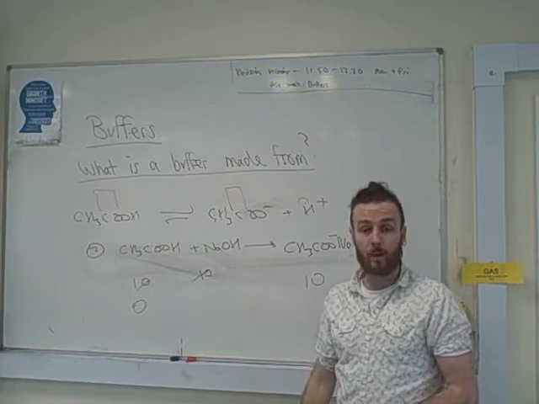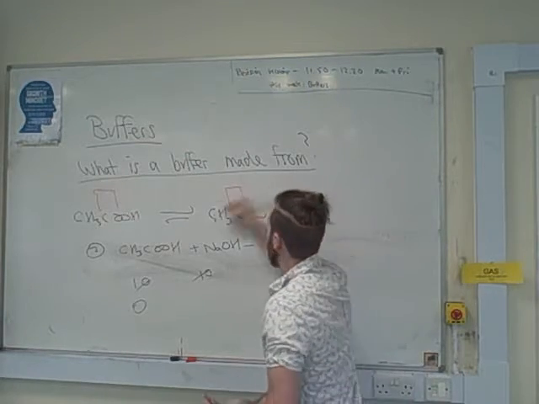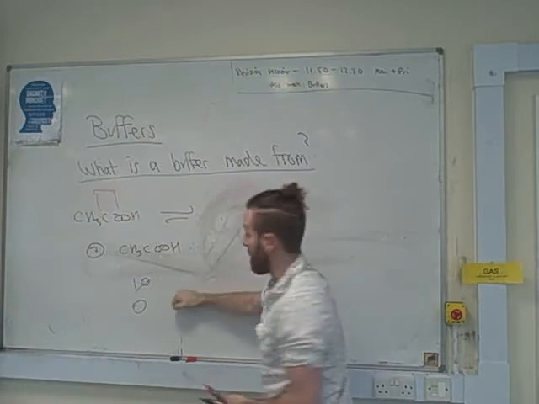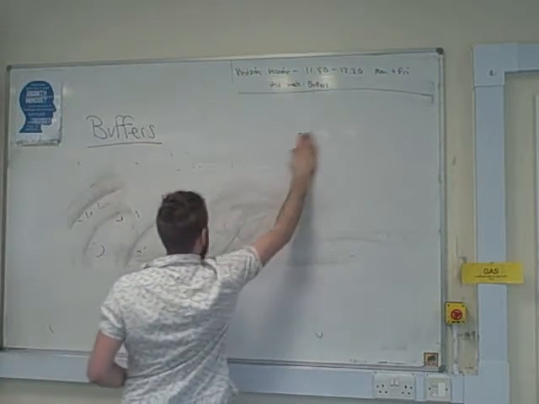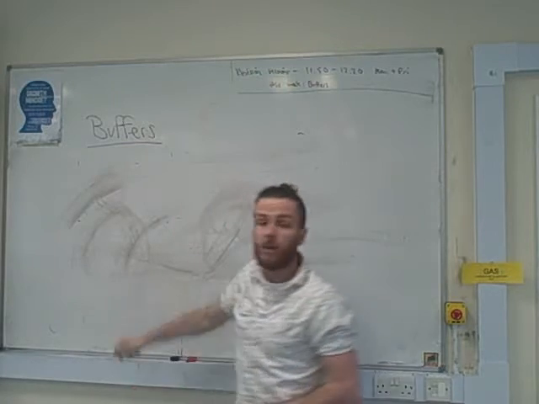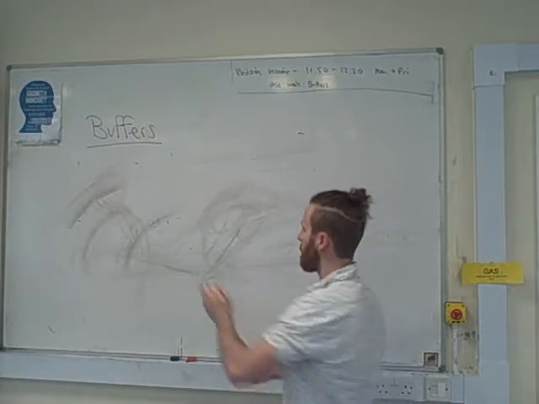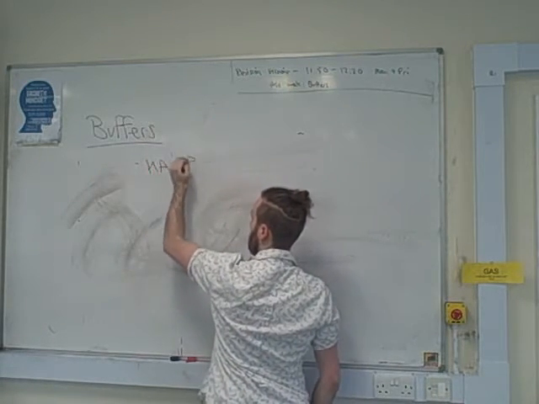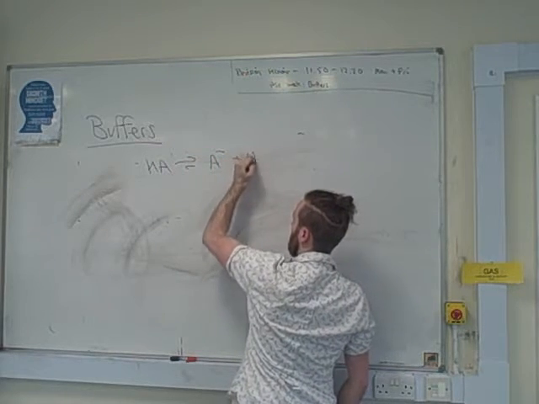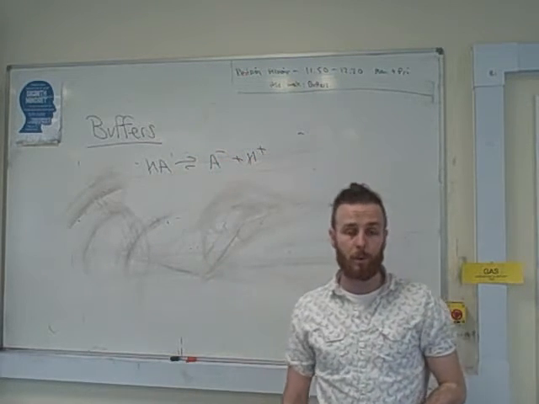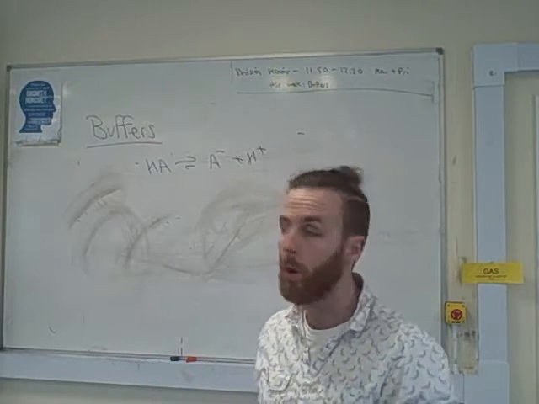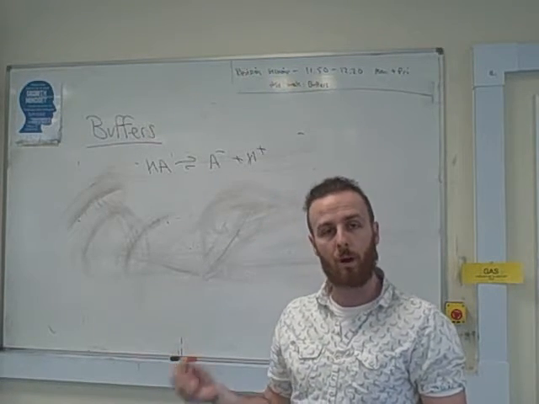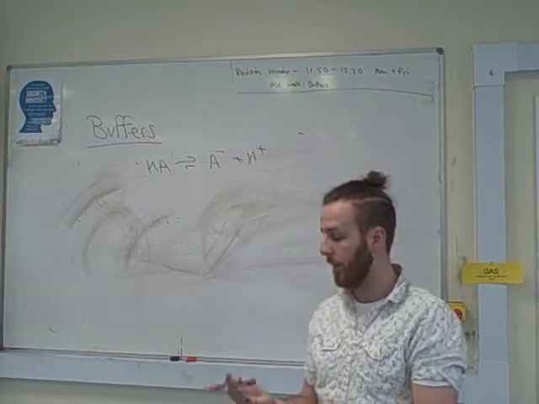So that's the 2 ways of making a buffer. The big question which you're going to want to know about is, how does a buffer work? So if you think you know this one, stop the video, try and write down, and you can just use the general term HA goes to that. How does a buffer minimize a change in pH, because that's what buffers do, when we add a small amount of acid and base?